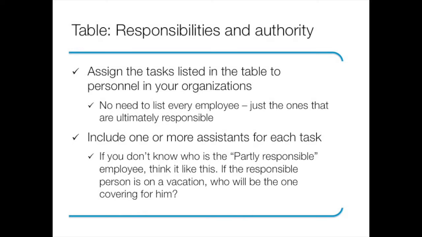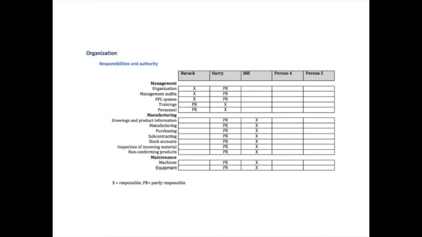Now, assign the tasks listed in the table to someone. Naturally, you don't need to list each employee here, just the ones who have the ultimate responsibility of the given task. Also, include one or more assistants for each task. If you don't know who is going to be the partly responsible employee, think of it like this. If the responsible person is on a vacation, who will be the one covering for him? You can basically do this in any way you like, and after you're done, it should look something like this.